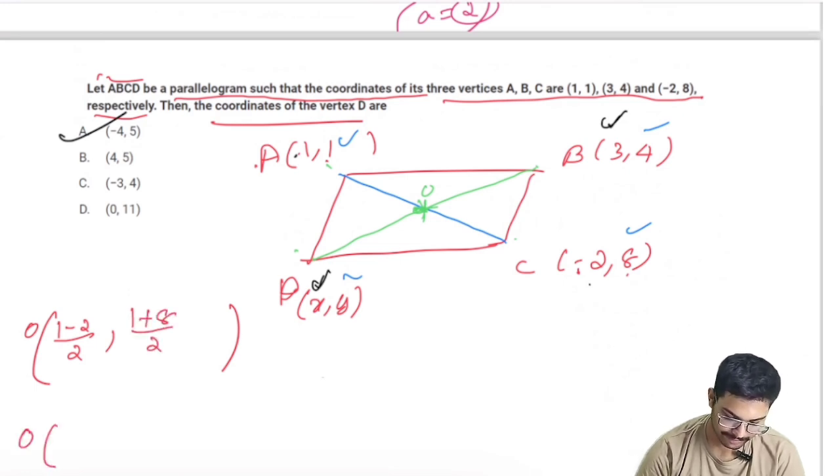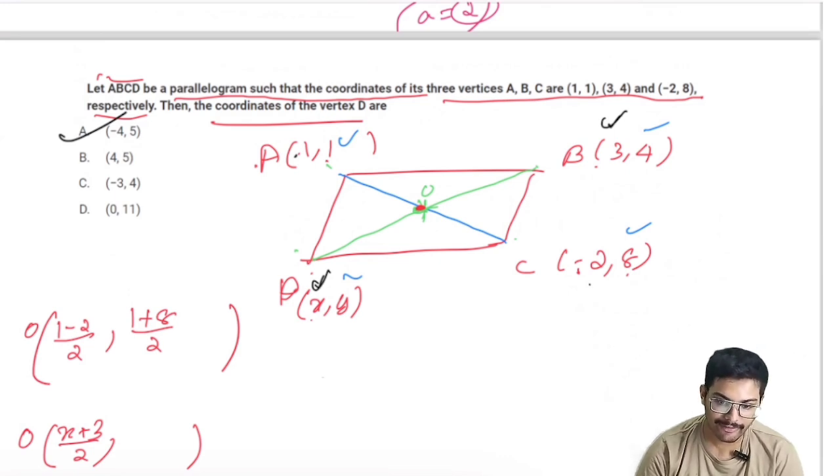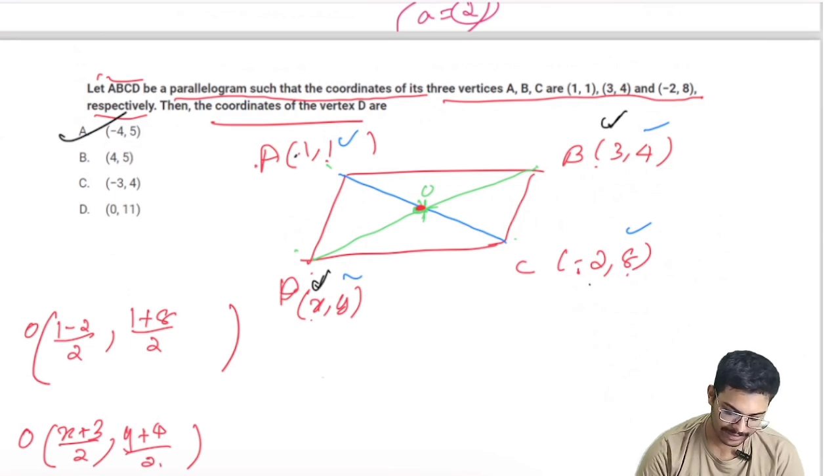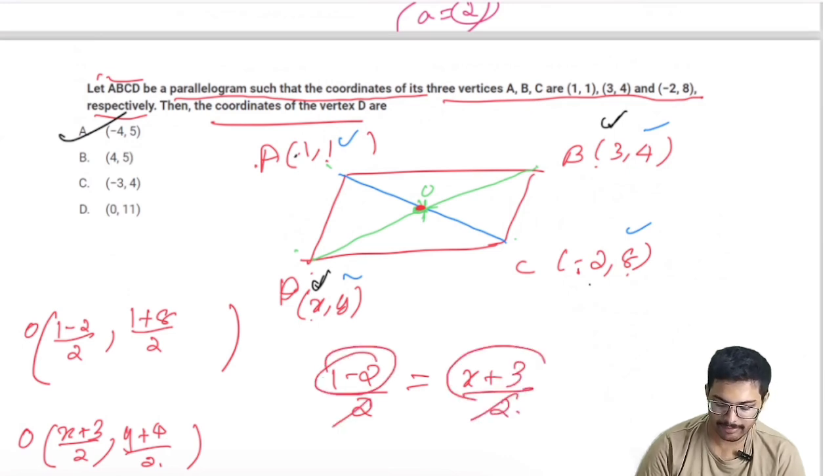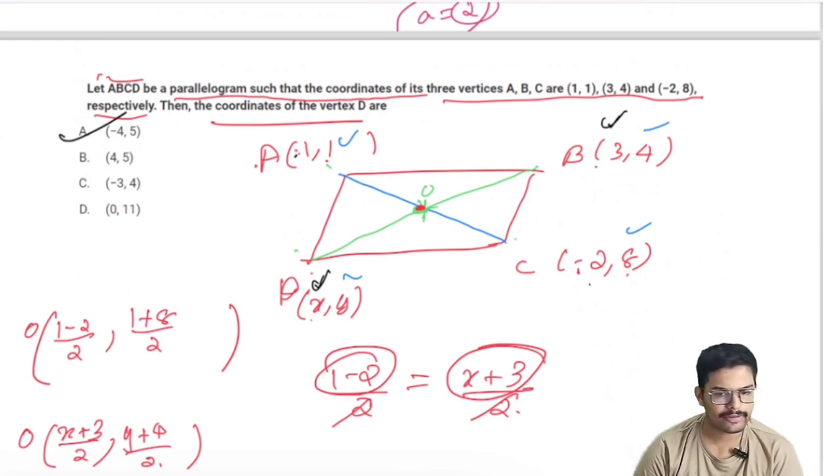Similarly, if you find the coordinate of O with respect to D and B, it will be the sum of x coordinates, x plus 3, divided by 2, and it will be the average. Midpoint means it will be the average, y plus 4 divided by 2. So when you equate it simply, what does it mean? When you equate the x coordinate, you are simply taking the sum of the opposite vertices, that's all, which means you just need to take the sum of opposite vertices and equate it, you will get the answer. Basically it is the midpoint theorem. Midpoint is the average of x coordinate and y coordinate respectively.